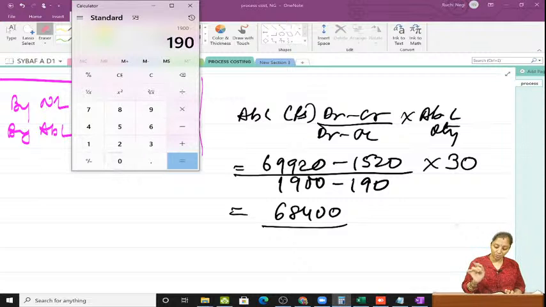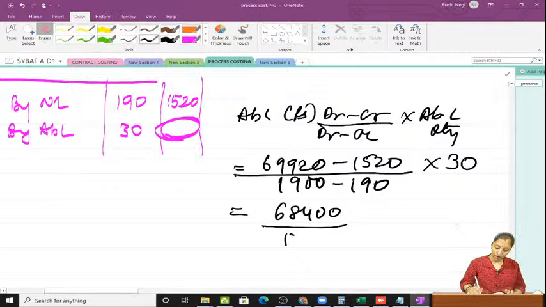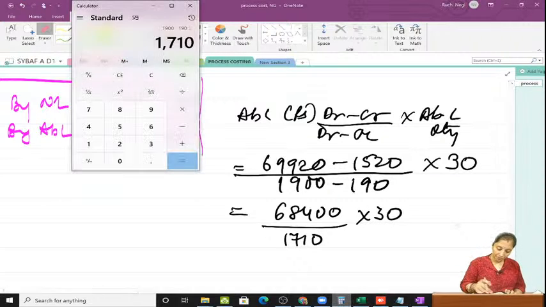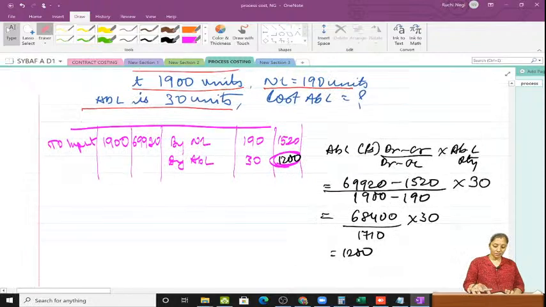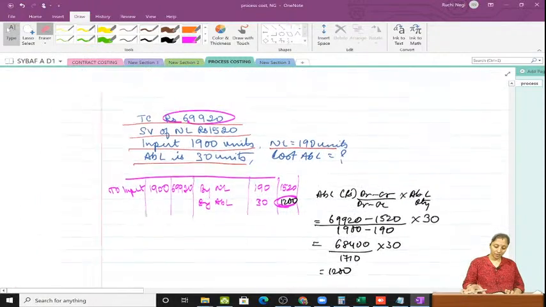So I'm just doing this small concept so that when you revise your sums, you know about all these things. 1710 multiplied with 30. So 68,400 divided by 1710 into 30. So 1200 is my answer. So my answer here will be 1200. Is this clear? Okay.